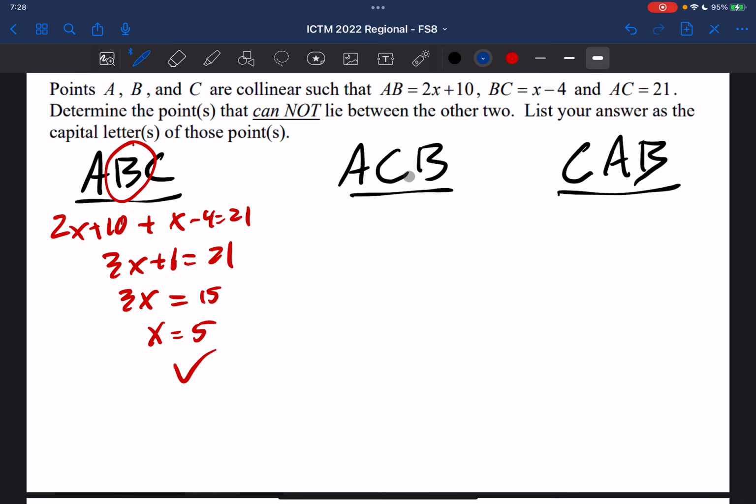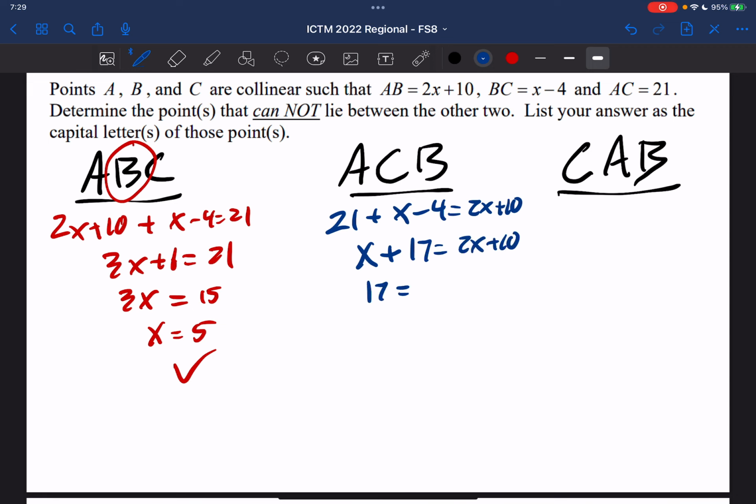For this one, can C be in the middle? So if C is in the middle, then AC plus CB, or BC, same thing, equals AB. So 21 plus x minus 4 equals 2x plus 10. So this is x plus 17 equals 2x plus 10.